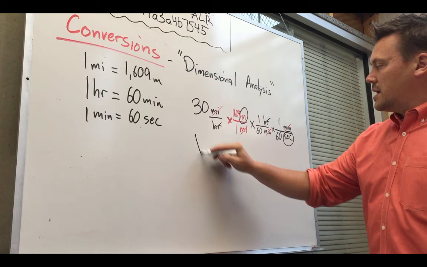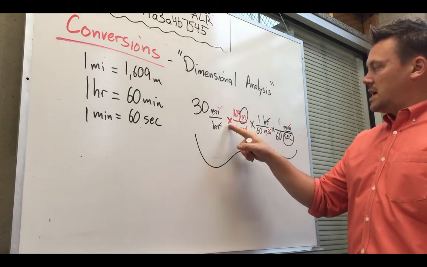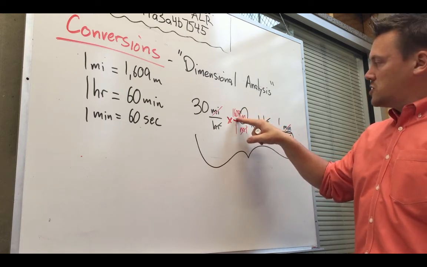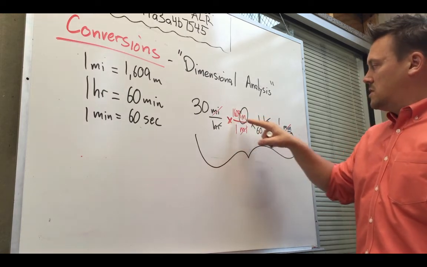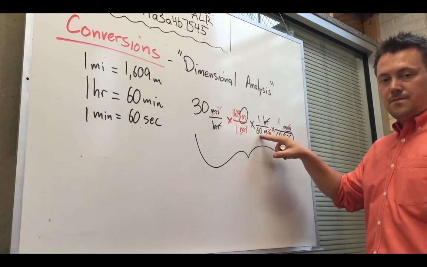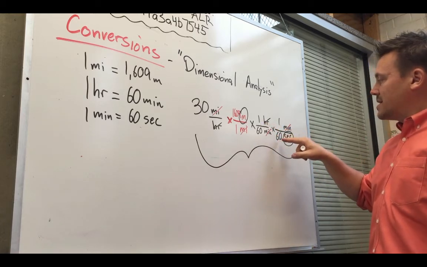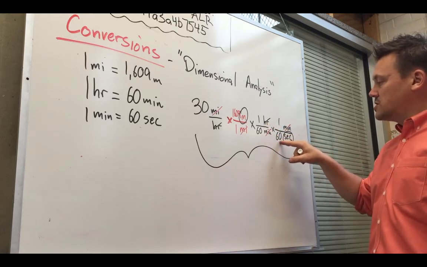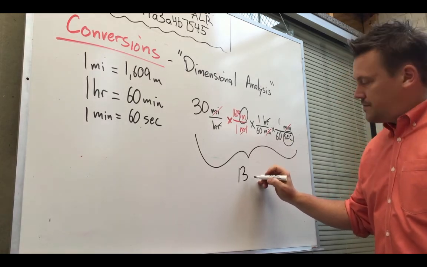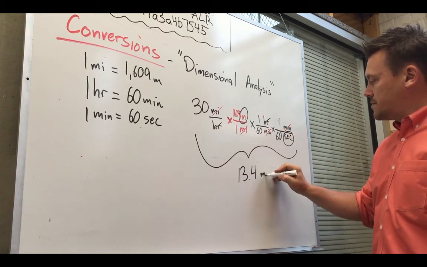So how do I then get my answer from this? Well, 30 times 1,609 is on top, so that's just over 48,000. Divided by 60, because the 60 is on bottom, which is like 804, and then divide by 60 again, which gives us our answer of 13.4. And our units are meters per second.